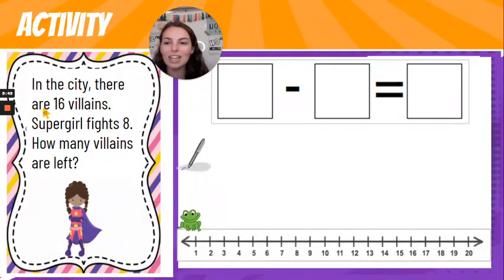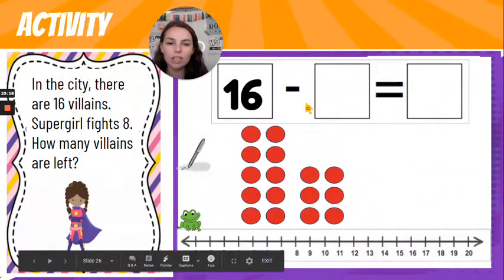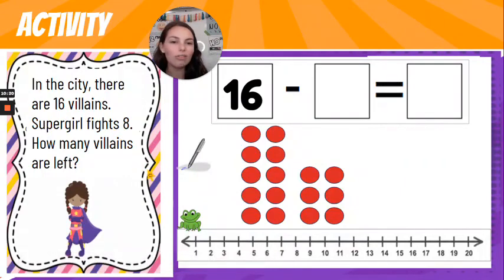In the city, there are 16 villains. Supergirl fights 8. How many villains are left? I'm trying to figure out how many villains are left. That means I'm going to subtract. So we started with 16. That's my minuend. There we go. Draw my dots. And I'm putting them into groups of 10. This one didn't make a group of 10. That's okay. And then Supergirl fights off 8.